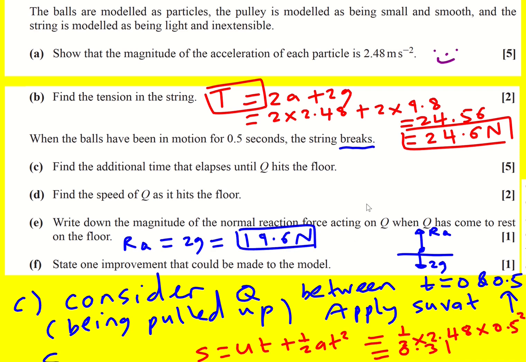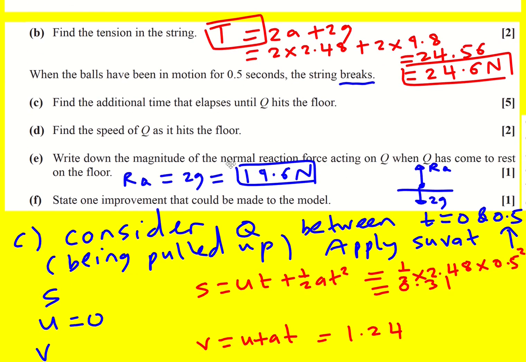And finally, F. State one improvement that could be made to the model. Hopefully you've talked about that we are modeling a situation here. It's not exact. We're doing mechanics, and there's different levels of complexity, and this is actually the simplest one pretty much. So I always go with air resistance. I say we could include air resistance in the problem. That's always going to slow things down.